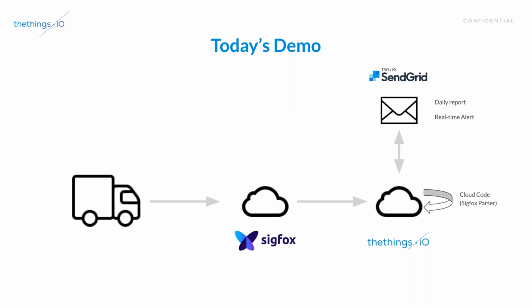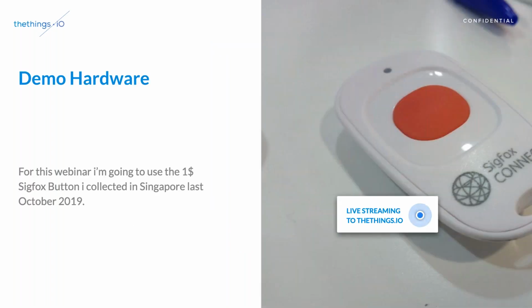So how to send an email every time that we press a button, or every time I decide, in real time. Okay, so this is what we are going to do. Actually, the hardware that I'm going to show you during the demo is this button. In case you don't know it, this is like the $1 button. I say $1 button, but probably it's more expensive.